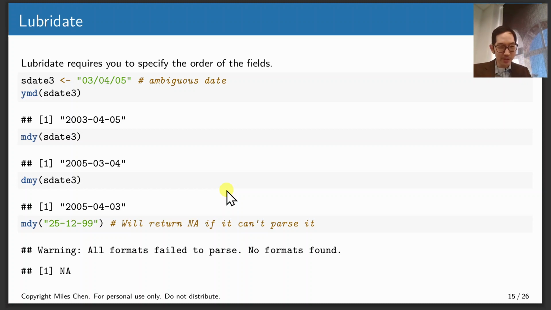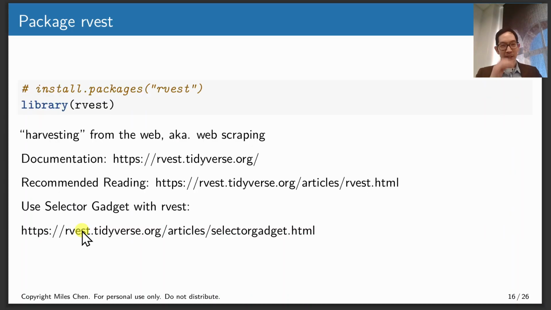Oh, okay. So if you give it something and it's not going to work, right? Like if you say 25, 12.99, by our brains we could say, oh, that's probably December 25th, 1999. But if you tell Lubridate month, day, year, and it tries to look for the 25th month, it's going to be like, I don't know. This doesn't work, okay? All right.